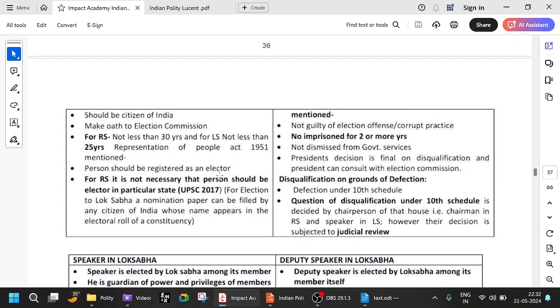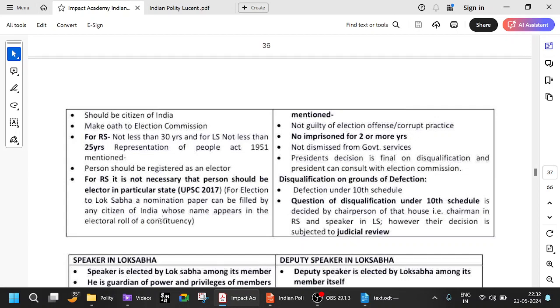For Rajya Sabha, it is not necessary that the person should be an elector in that particular state. So for example, Shashi Tharoor is going to Rajya Sabha from Kerala. Okay, but he need not necessarily be an elector in Kerala. But he can be nominated from Kerala. So for election to Lok Sabha, a nomination can be filed by any citizen of India whose name appears in the electoral roll of the constituency. Everyone who has their name in the electoral roll of a constituency can apply for Lok Sabha.